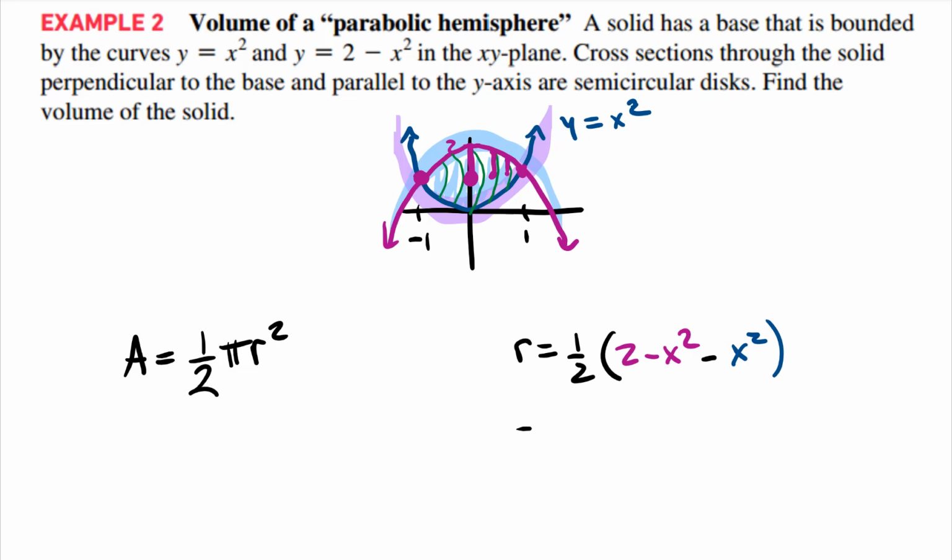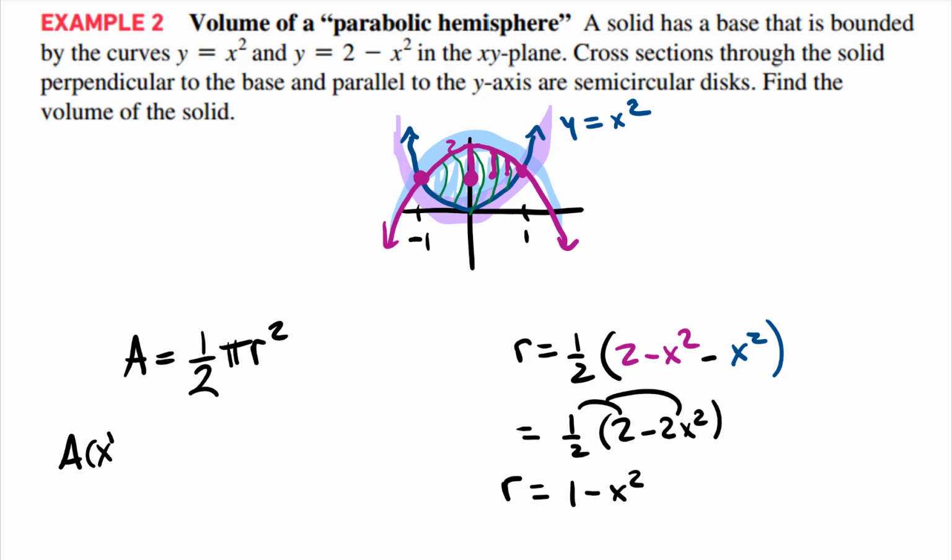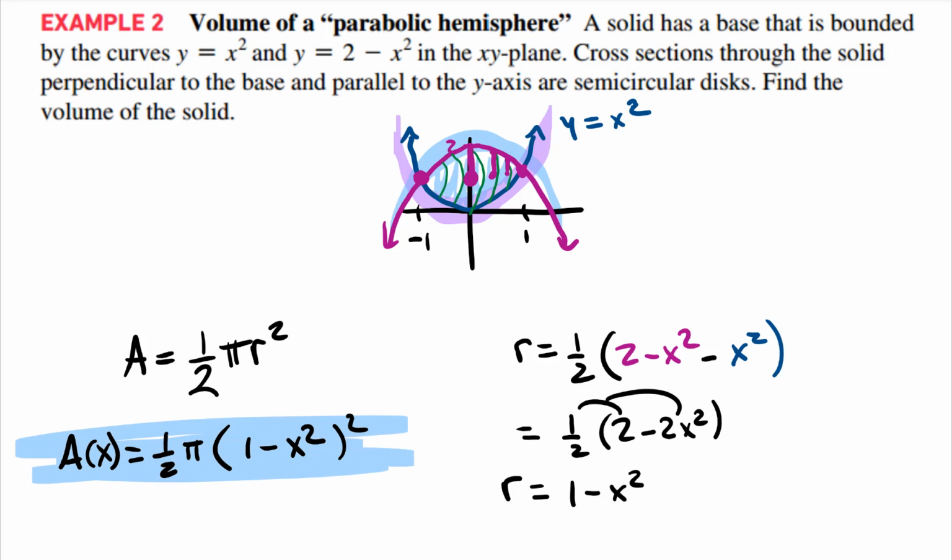We put this all together. We have 1/2 of 2 minus 2x squared. So let's bring this in, and we find out our radius is 1 minus x squared. We're ready to go. I think we have this. Our area function in terms of x is going to be 1/2 pi something squared, and there it is, 1 minus x squared. So we had to know the area of a semicircle, plus we just needed to know the difference between these two heights, and then cut them in half for a radius.